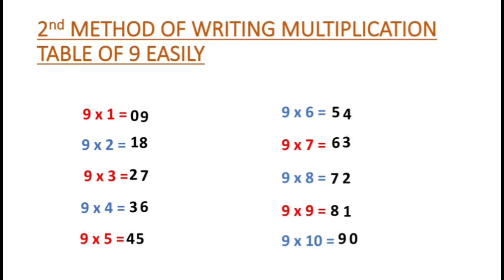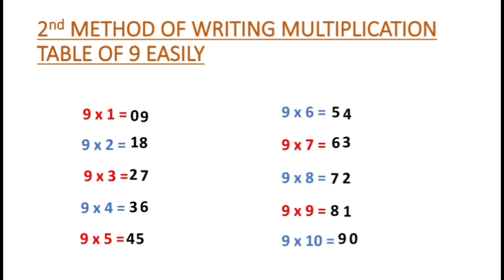9 ones are 9. 9 twos are 18. 9 threes are 27. 9 fours are 36. 9 fives are 45. 9 sixes are 54. 9 sevens are 63. 9 eights are 72. 9 nines are 81. 9 tens are 90. These are the 2 ways of writing the 9 table and remembering it in a very easy method. Hope you all understood the 8 table and 9 table very easily.